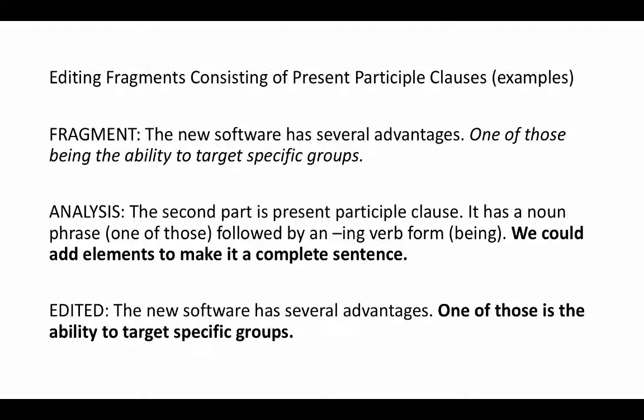The new software has several advantages. New sentence. One of those is the ability to target specific groups. So we got rid of the being and changed into another form of that verb, is. Two complete sentences, correcting the fragment that consisted of a present participle clause.